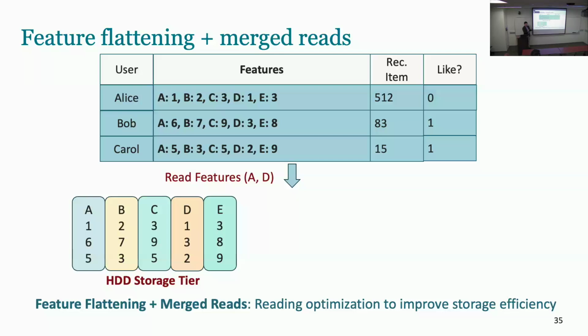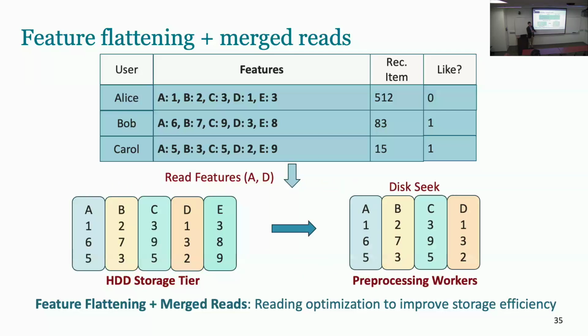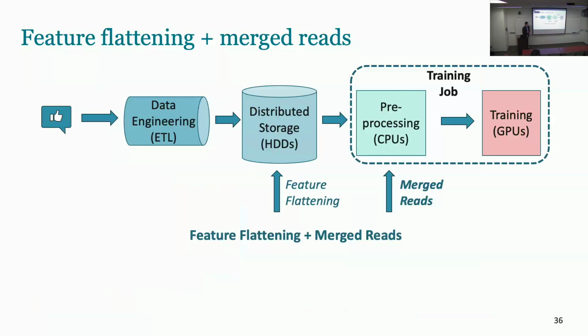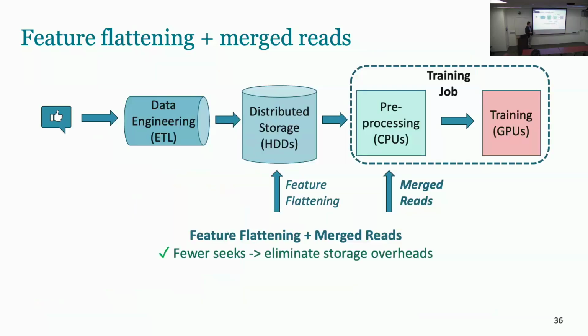Here, the idea of merged reads is that if we want to read features A and D, and there's data in between these two features, let's just go ahead and fetch all of this data in one disk seek. Let's go back to maybe overreading some data so that we reduce the amount of disk seeks. And the benefit of that is we get fewer disk seeks, so we eliminate these storage overheads. But you're obviously asking, now we're kind of back to square one. We're overreading data again and just throwing it away. So what's really the point of all of this?